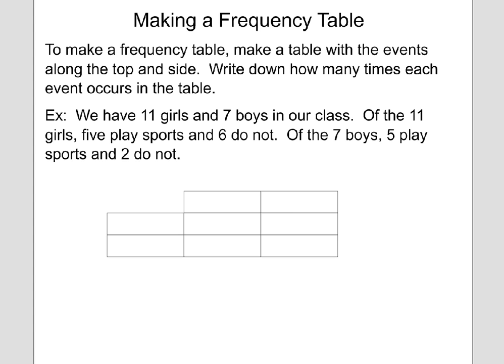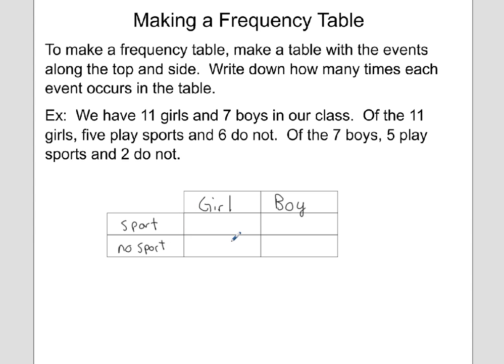There are 2 different events that happen. If we pick somebody, they're either a girl or a boy. So I'm going to put girl in this column, and boys in this column. Our other 2 events are either they play a sport or they do not play a sport. So I'm going to put sport in one row and no sport in another row. I could have put athlete, non-athlete. It doesn't really matter, as long as we know what we're talking about.